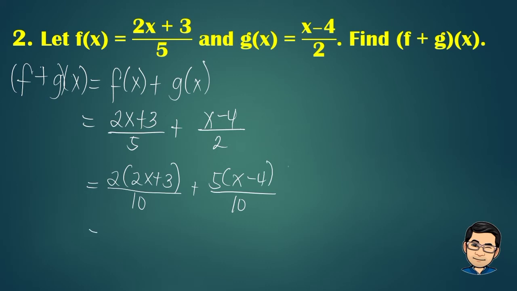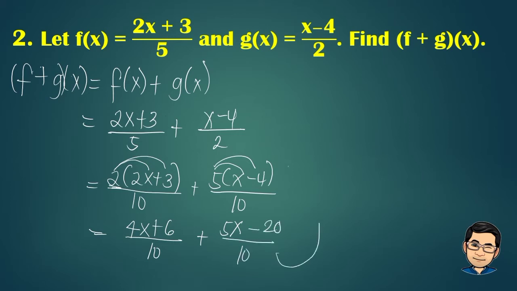Okay. So, and then yung 2, i-distribute natin siya dun sa mga terms sa loob ng parenthesis. Same with 5. X, negative 4. So, 2 times 2x, that is 4x. 2 times 3, that is 6 over 10. Plus, 5 times x, that is 5x. 5 times negative 4, negative 20 all over 10. And then, rewrite natin.